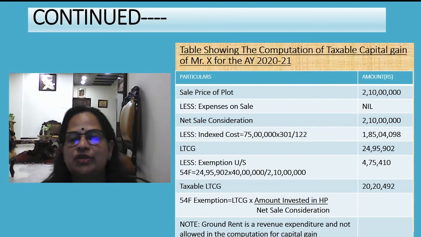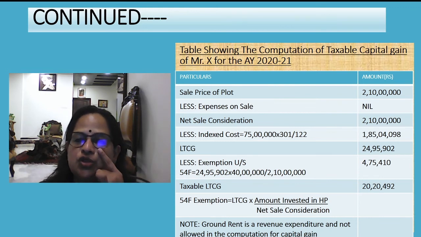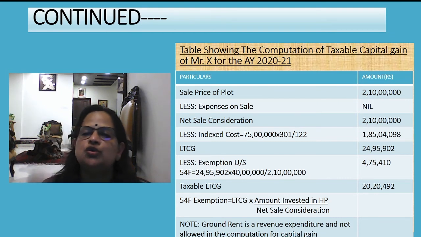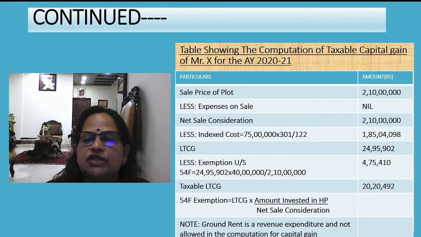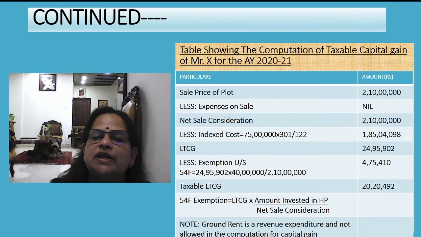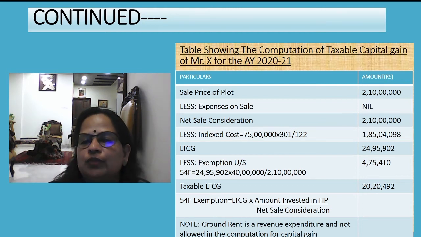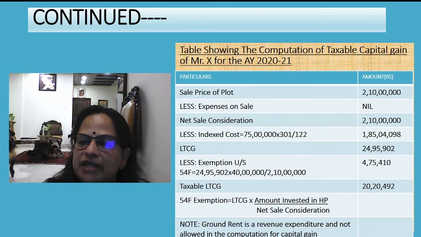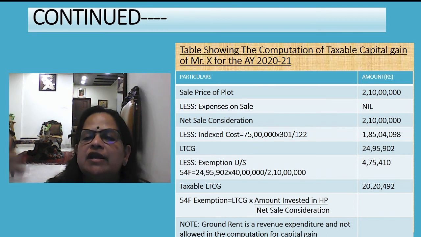Now we will come to that 54F. Now remember sale price of plot 2 crore 10 lakhs. Now expenses on sale is nil. Net sale consideration also 2 crore 10 lakhs. Now index cost is 75 lakhs into 301 divided by 122. So he will get 1,85,04,098. Now LTCG you will get net sale consideration minus index cost, 24 lakhs 95,902.